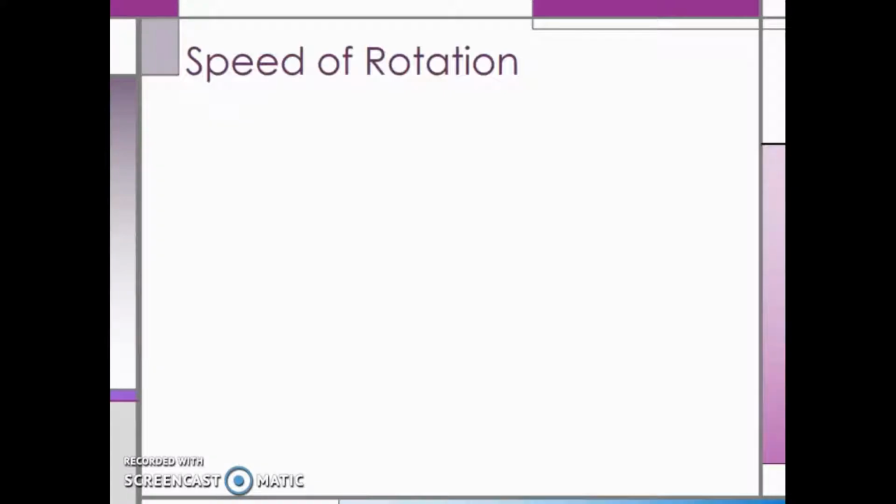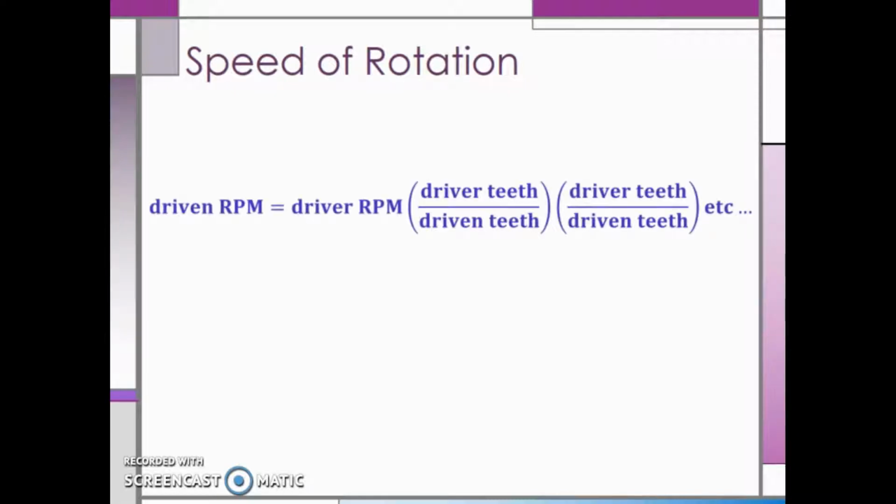In the previous video, we looked at the direction of rotation of gears in a gear train. Now we are going to look at how to find the speed of rotation. The speed in revolutions per minute, or RPM, of the driven gear is equal to the speed in RPM of the driver gear multiplied by the ratio of the number of teeth in the driver divided by the number of teeth in the driven. We will multiply by the ratio of driver teeth to driven teeth anytime we have teeth that mesh.